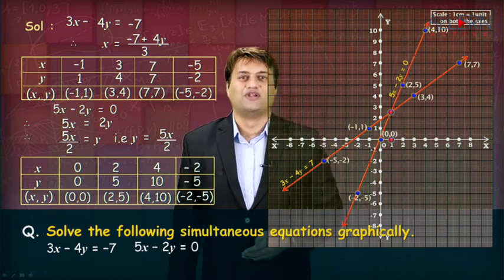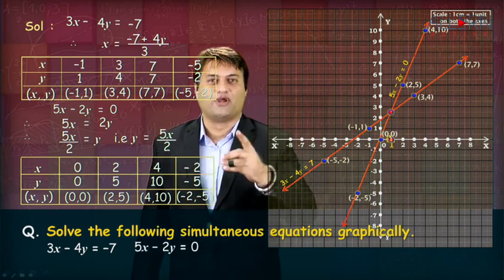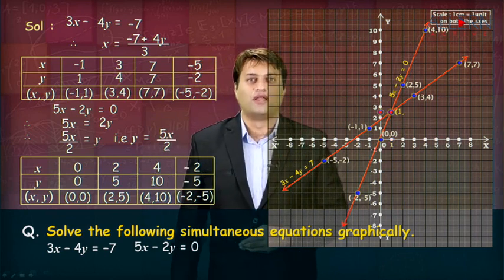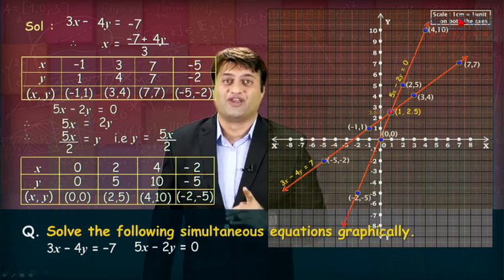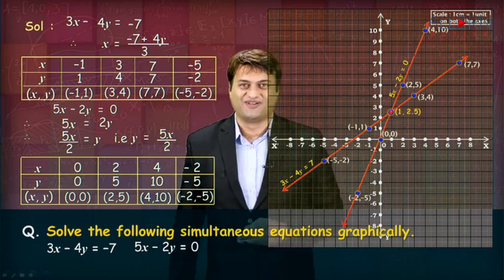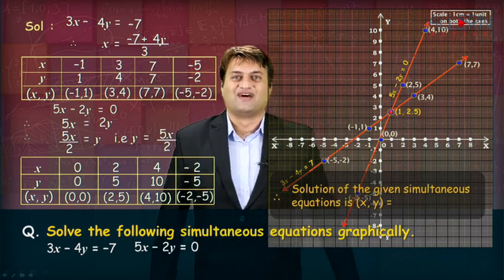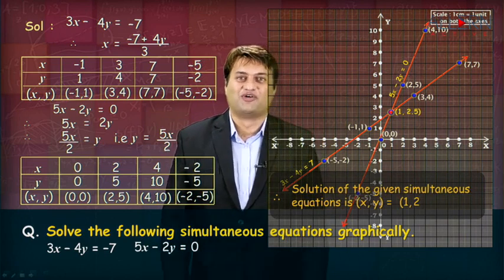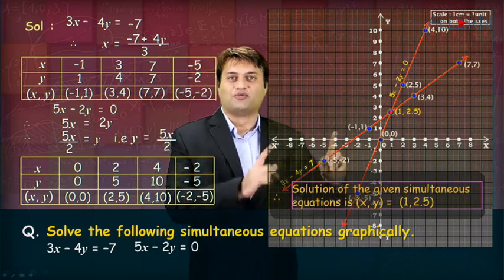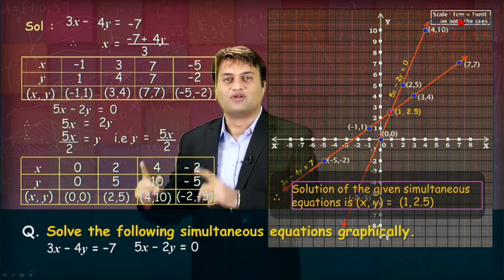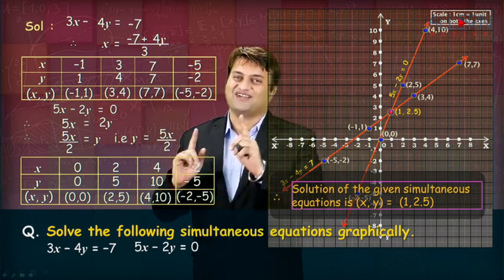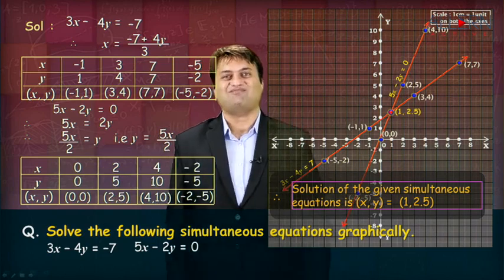Look at the point of intersection. The point of intersection is very clearly 1 comma 2.5. So 2.5 is not a problem at all. Write the final answer. The solution is x comma y, which is 1 comma 2.5. The final answer should be below the two tables on the main answer sheet. Always remember that. As simple as that.